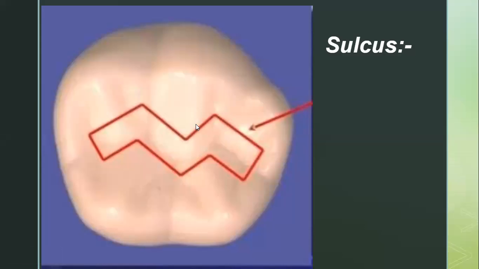Next, we have a sulcus, right? A sulcus is basically a long depression on the occlusal surface of the tooth. This picture is showing the occlusal surface of the tooth, and here we have the cusps shown. Here you can see a long depression. This depression is termed a sulcus, right? It is the long depression found on the occlusal surface of the tooth.